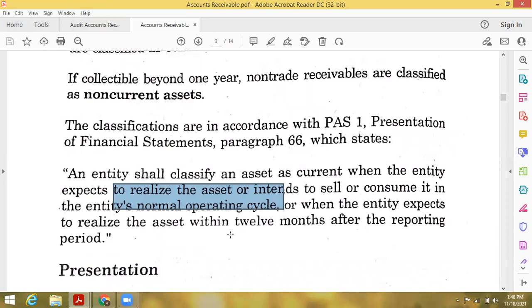Now, how do we determine the entity's normal operating cycle? The normal operating cycle of an entity can be a calendar year or a fiscal year, but it's always 12 months. So, if within 1 year you will use it, collect it, or sell the asset, it is called a current asset. Otherwise, if it goes beyond 1 year, it automatically becomes a non-current asset.